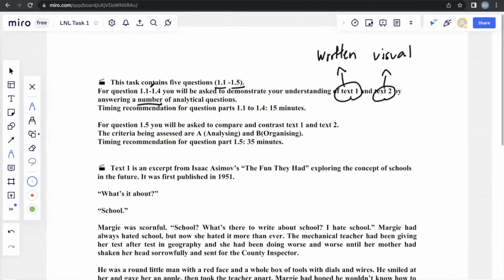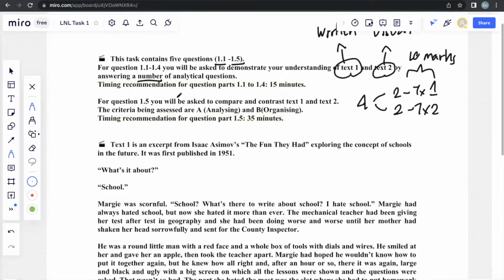So they give you 1.1 to 1.4, meaning you have 4 of those questions. These can be separated into 2 sections with 2 questions each. The first 2 questions focus on text 1, while the last 2 questions focus on text 2. In total, these questions will award you 10 marks, if you answer all of them correctly, of course.